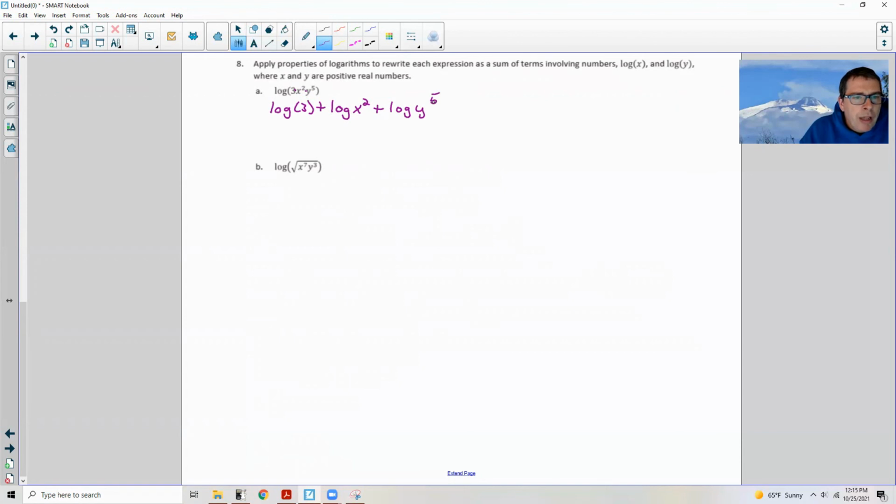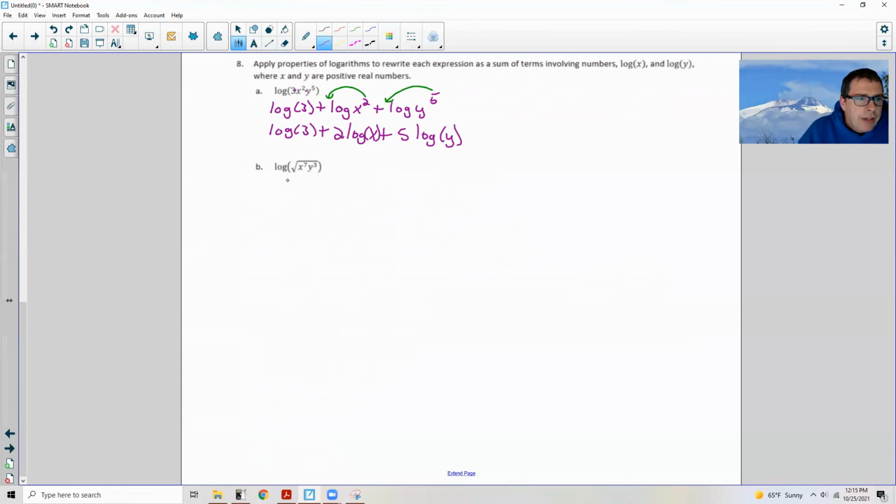But then we're going to apply our power rule, and we need to move these exponents out in front. So this is going to simplify. The log of 3 is just simply the log of 3. That did not change. This 2 has to get moved to become the leading coefficient of that term. And so does this 5. So this is going to become 2 times the log of x plus 5 times the log of y. So it's log 3 plus 2 log x plus 5 log y.